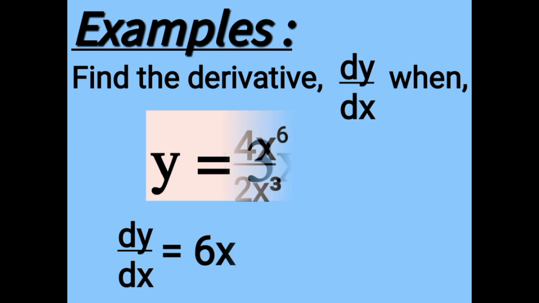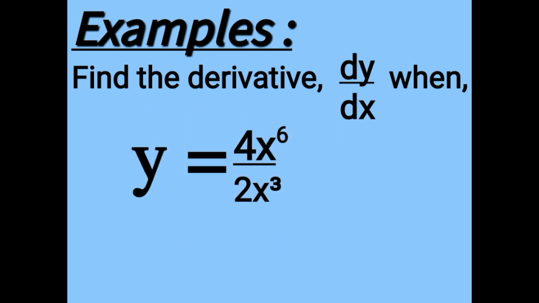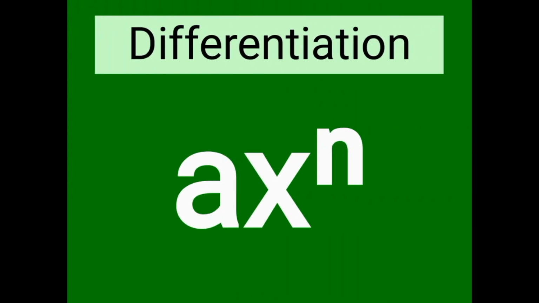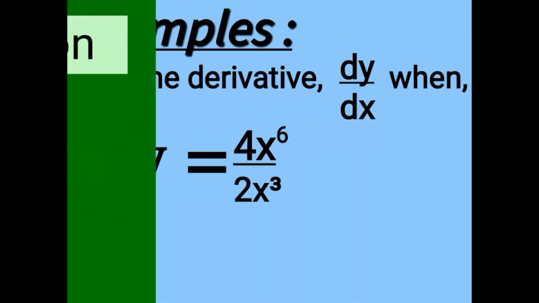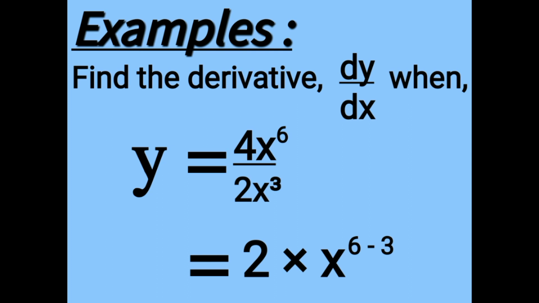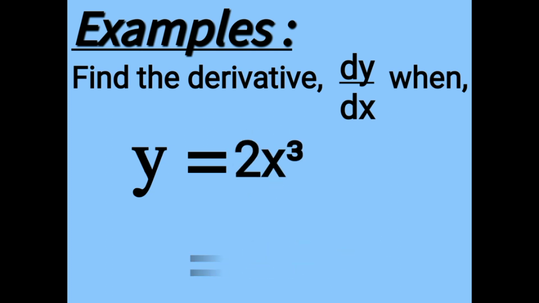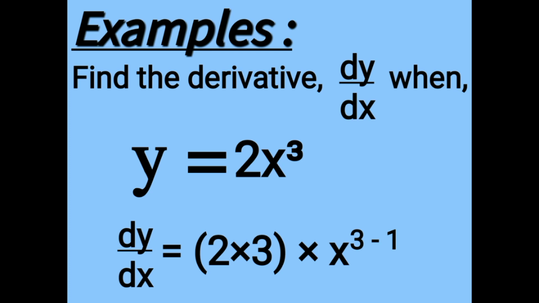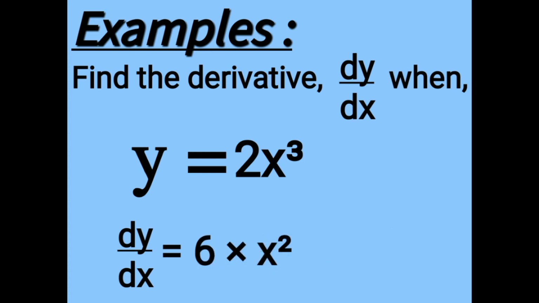Now, y equals 4x to the power 6 over 2x to the power 3. So first, before differentiating, we need to write this in the form a x to the power n. Then y equals 4x to the power 6 over 2x to the power 3, equals 2 times x to the power 6 minus 3, equals 2x to the power 3. Now to differentiate this, we multiply 2 by the power 3 and then subtract 1 from the power. Then dy over dx equals 2 times 3 times x to the power 3 minus 1, equals 6 times x to the power 2, equals 6x squared.